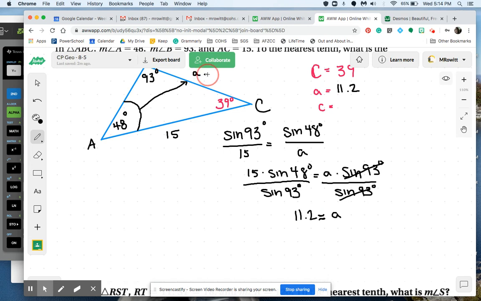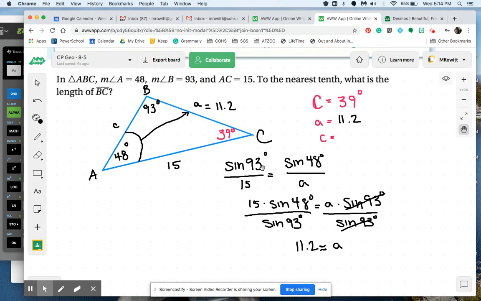All right, so like I said, I want to solve the whole triangle. So I also need to figure out what little c is, this guy over here. Now, I now have more than one complete proportion. The reason I had to use the 93 and the 15 was that was my only complete fraction. Now I have options. I could use the sine of 48 over that 11.2, or I could keep using the 93 degrees and the 15. It really doesn't make a difference.